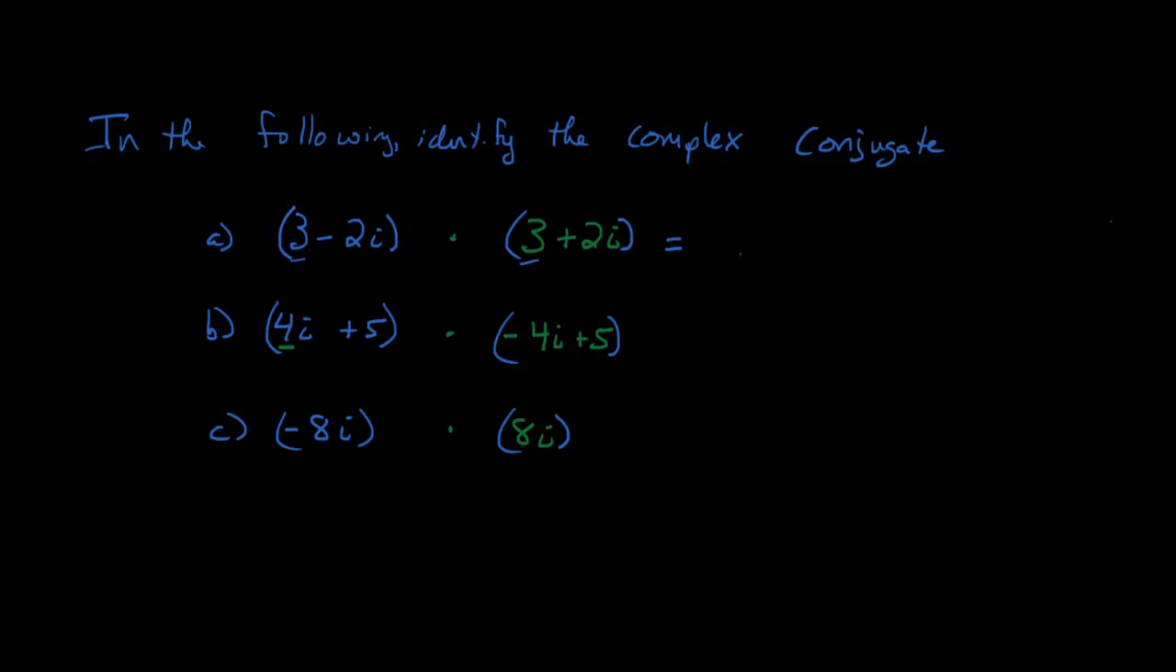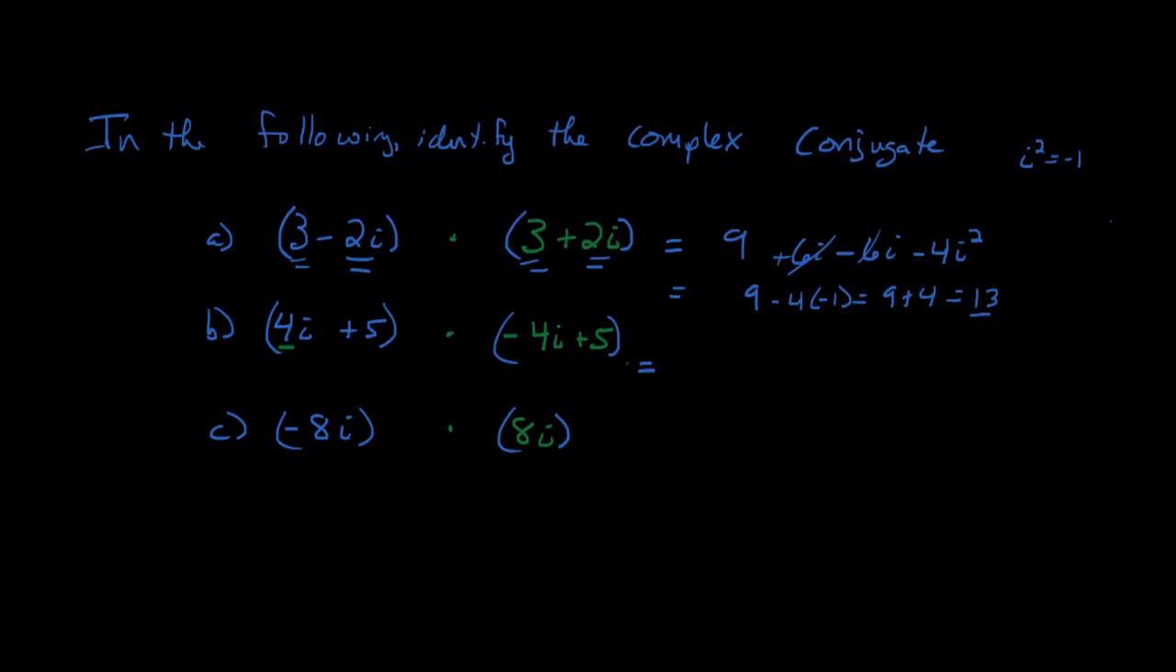So 3 times 3 gives you a value of 9. 3 times a positive 2i gives you a positive 6i. Negative 2i times 3 gives you a minus 6i. And lastly, negative 2i times positive 2i gives you negative 4i squared. This will give us 9, and 6i minus 6i cancel. We're left with negative 4 times i squared, which is negative 1, because i squared equals negative 1. So we get 9 plus 4, which is 13. Notice the imaginary portion cancels out and we have a positive value.